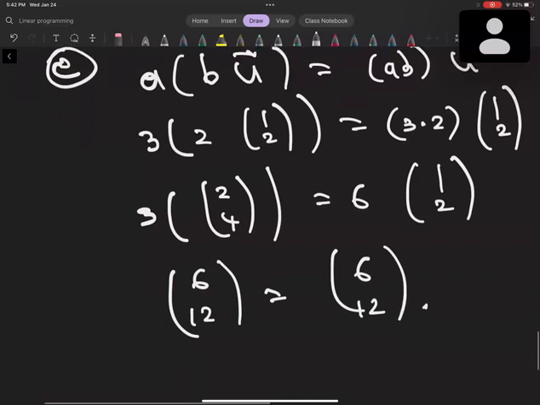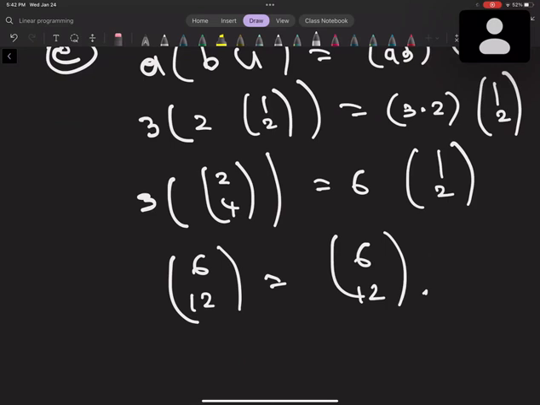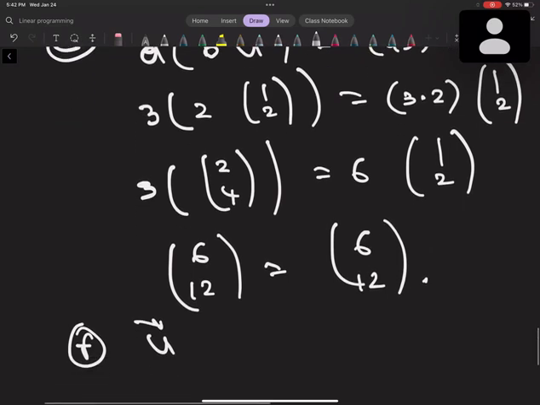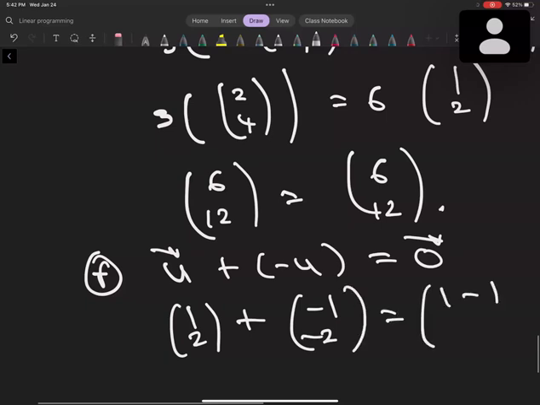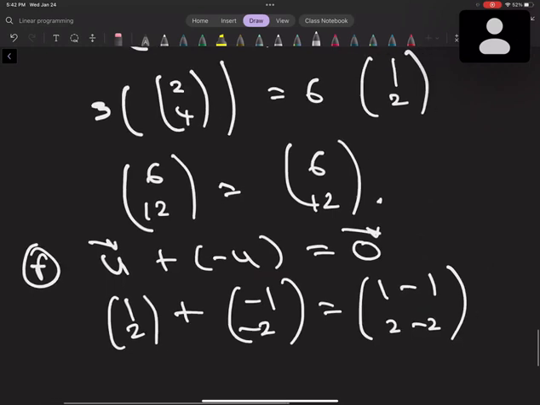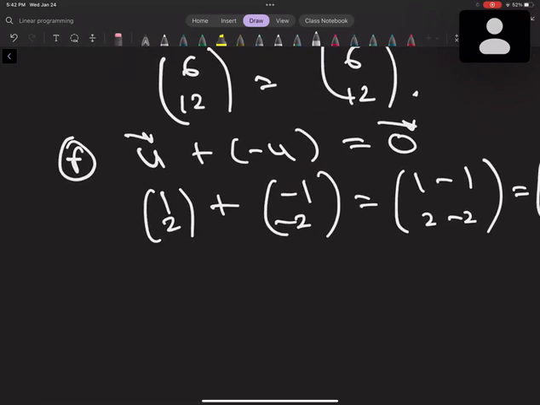And then another property is that there is an inverse. This vector plus the additive inverse of that one gives me the zero vector. Example: 1, 2 plus, and I'm going to put minus 1, minus 2. It gives me 1 minus 1, 2 minus 2, that's 0, 0. Right?